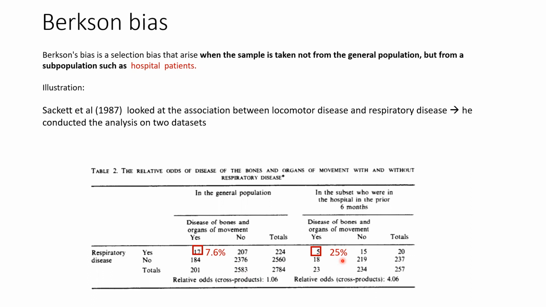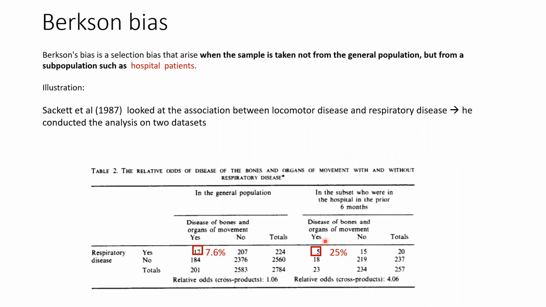Usually we talk about Berkson bias when we know that my outcome and my exposure are linked to hospitalization. Here my exposure, respiratory disease, is linked to hospitalization, and my outcome, locomotor disease, is also linked to hospitalization. If you have a disease of bones and organs of movement, you are more likely to be hospitalized. Same thing for respiratory disease. So both my outcome and my exposure are linked to hospitalization.